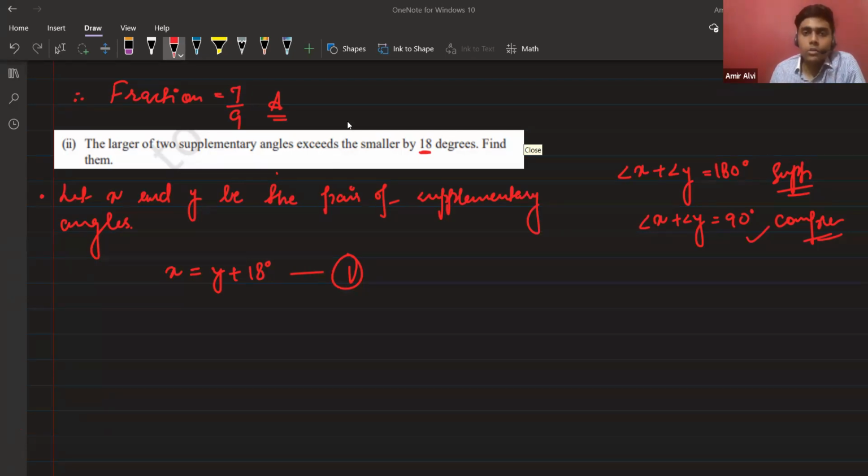Okay. So is this clear to all of you? Hiba, is this clear? Yes, sir. If we have assumed that x is greater, we have to add 18 to y to make it equal to x. Yes, sir. Yes, Rihan. Sir, I think it's 18 plus y equals 180. 18 plus y equals 180. Second equation. Yeah. Okay.